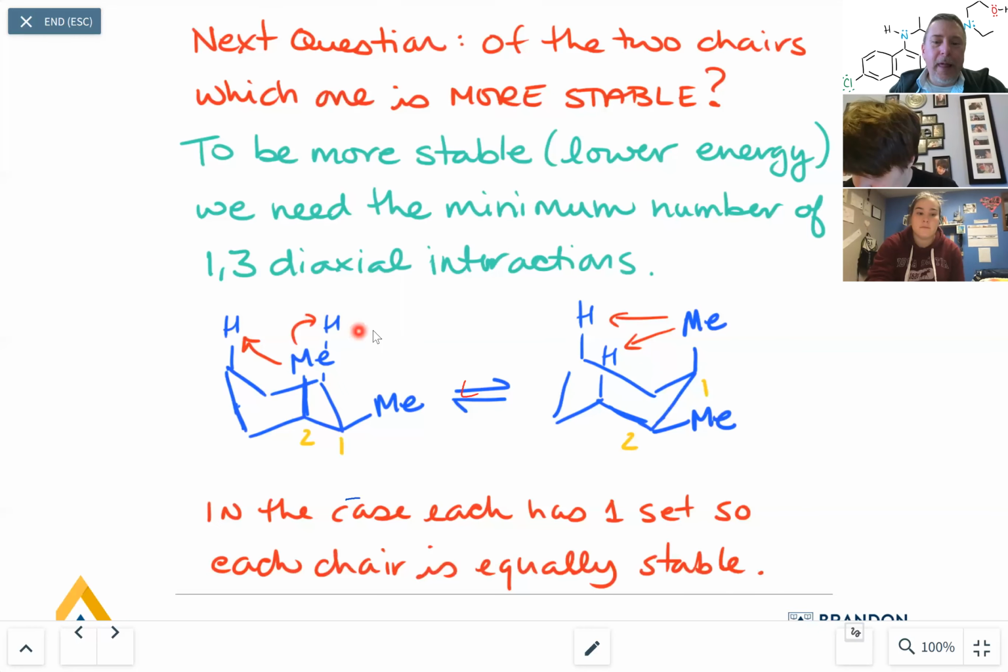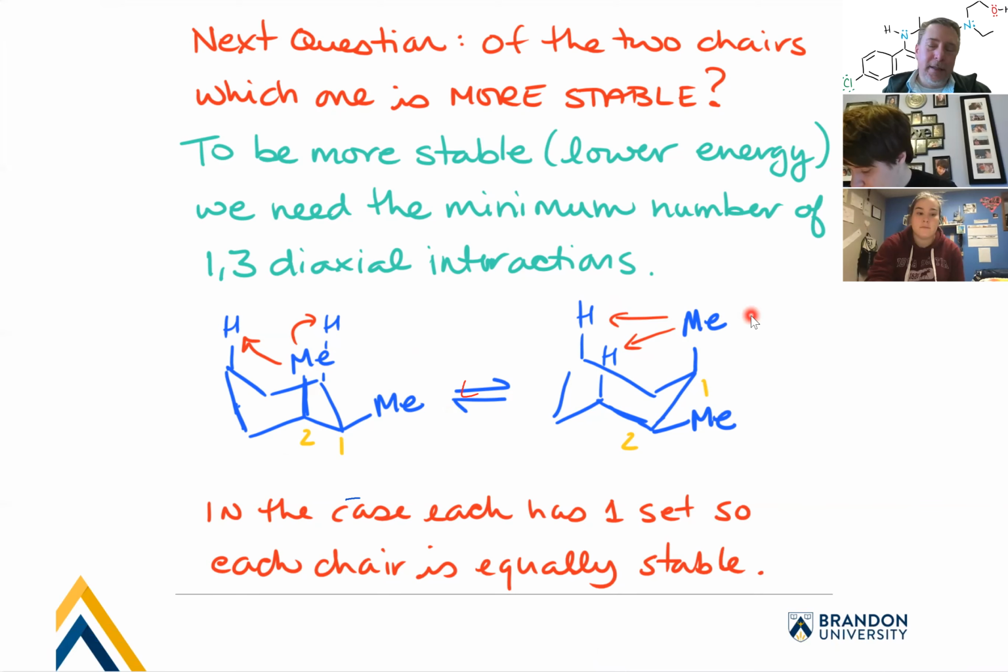Now, when it comes to energies, which of the two chairs is more stable? To be more stable, so lower in energy, we need to minimize the number of 1,3 diaxial interactions. So on the conformer on the left, this methyl group has got 1, 2 diaxial interactions. And on the conformer on the right, this methyl group has got 1, 2 diaxial interactions. So both of these are equally stable because each one has got one group which is axial. What we're going to see later on is that this isn't always the case.